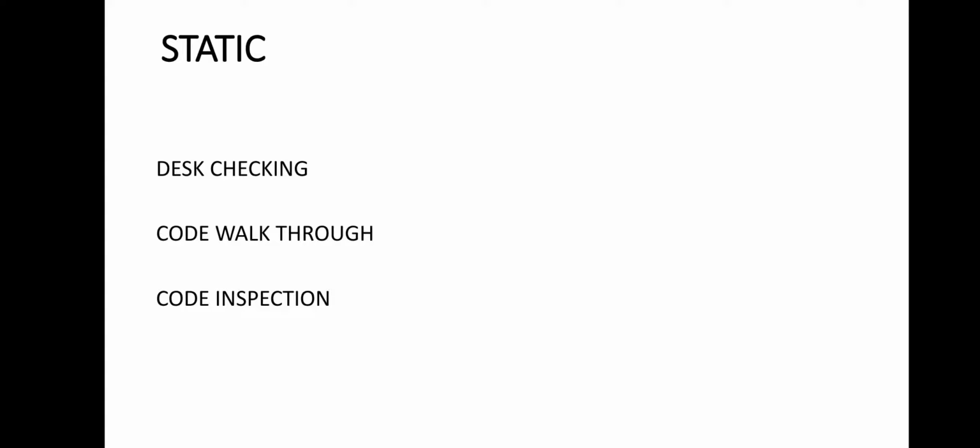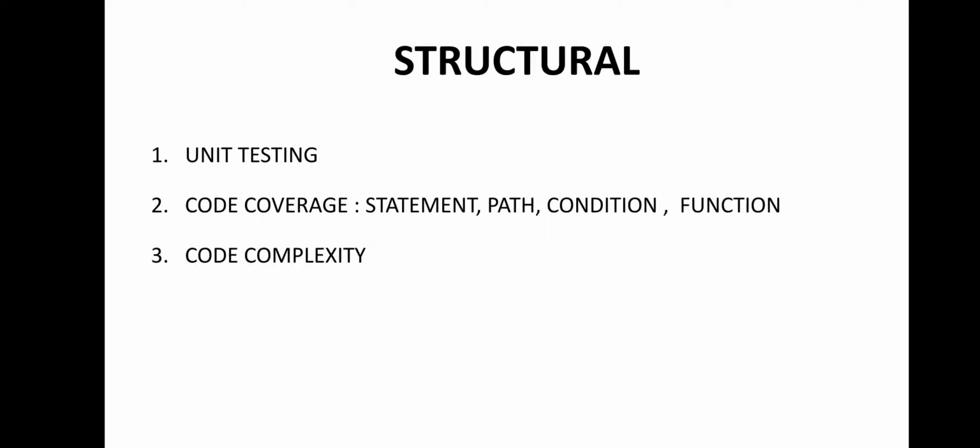So when we talk about structural testing, the next part of white box testing, there are a variety of subcategories. The first one you can see on this slide, unit testing. Second one is code coverage, and third one is code complexity. When we talk about unit testing, then we should consider some methods. I am going to explain these methods.